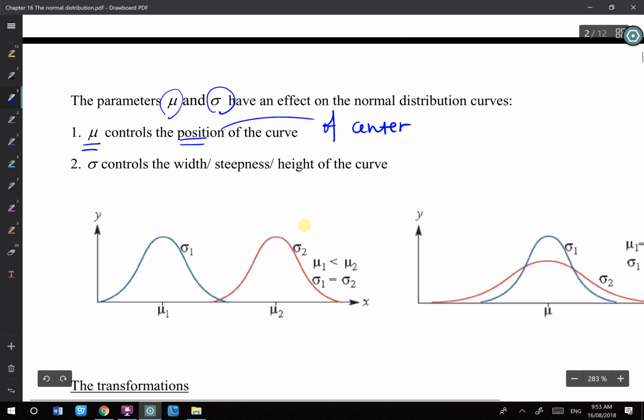Sigma controls the width or stiffness or height of the curve. Well, I like the word height. They control everything like width, stiffness, and height, but I like to use the word height because the most obvious influence on the graph from sigma is the height.